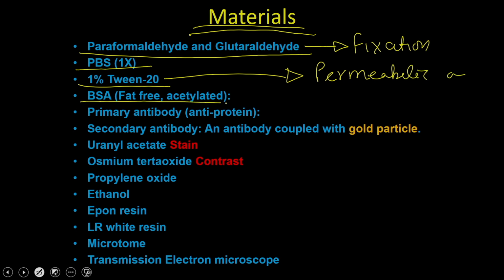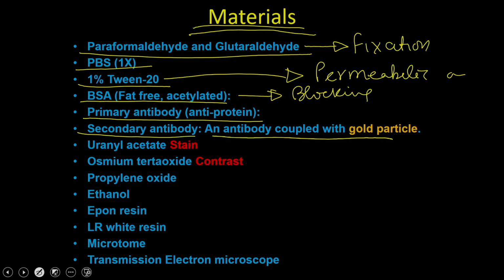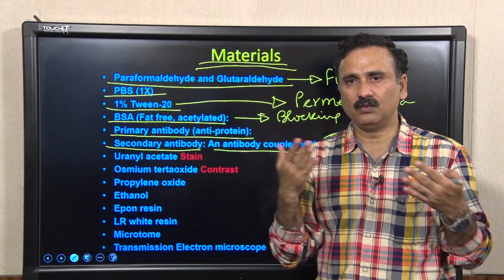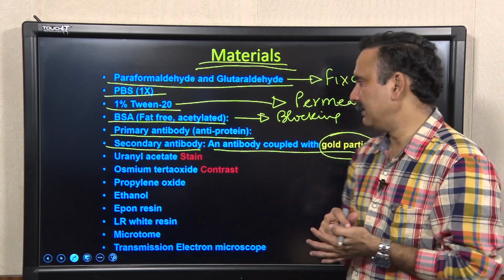Then you require the BSA, that is for the blocking. When you prepare the BSA exactly the same way as we discussed for the fluorescent microscope, you have to filter it with the 0.45 micron filter. Then you require the primary antibodies, which are going to be against your antigen, and then the secondary antibody, which is coupled with gold particles, so that you will be able to see the gold particles under the microscope, and that is how it is going to give you the image of that particular sample.